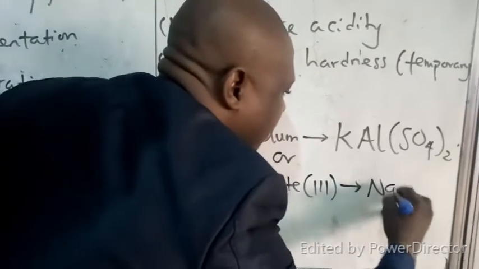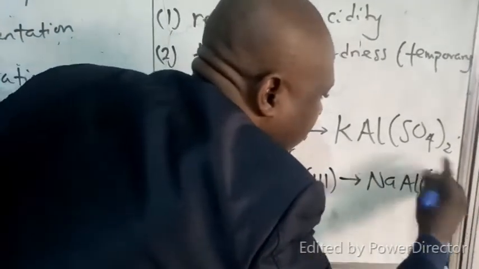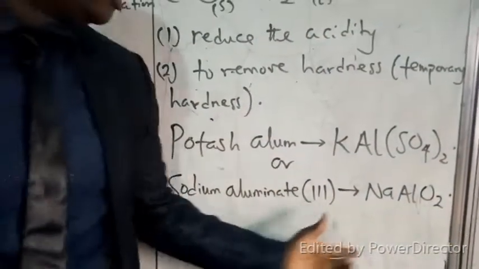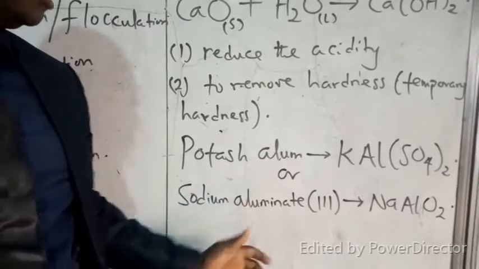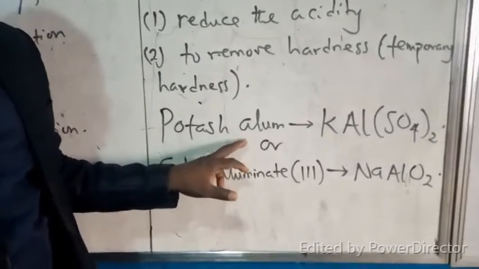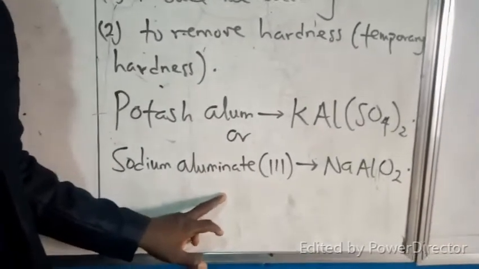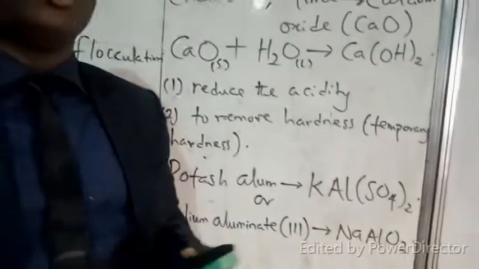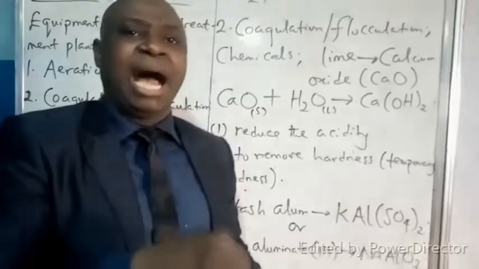And this is written as AlO2. So either of these can be applied. Now, when you add either the potash alum or the sodium aluminate, what this does is that it helps to take care of those large particles of dirt you have in that water.